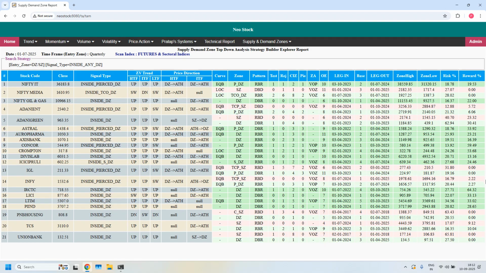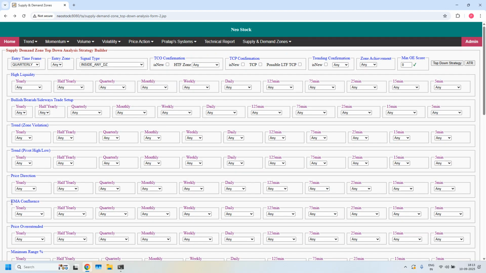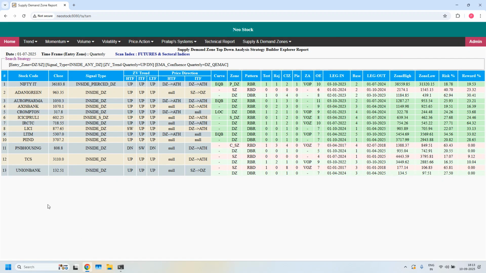We can further filter this list based on the quarterly demand zone having quarterly EMA confluence, and also the trend on the quarterly should not be sideways. It can be an up or down trend. We got 13 stocks.